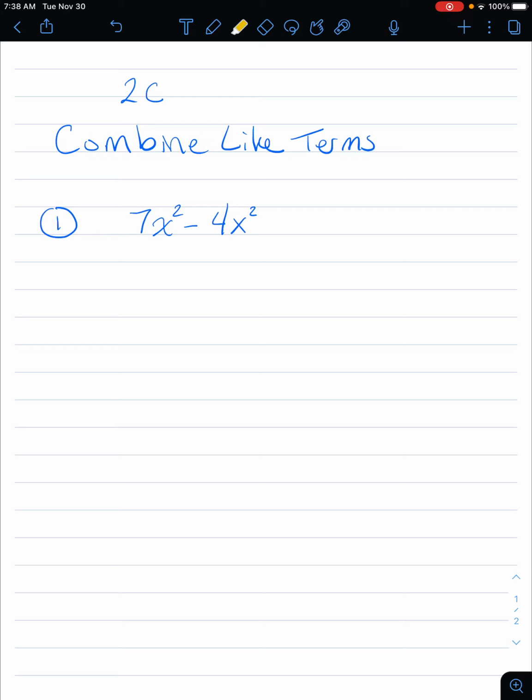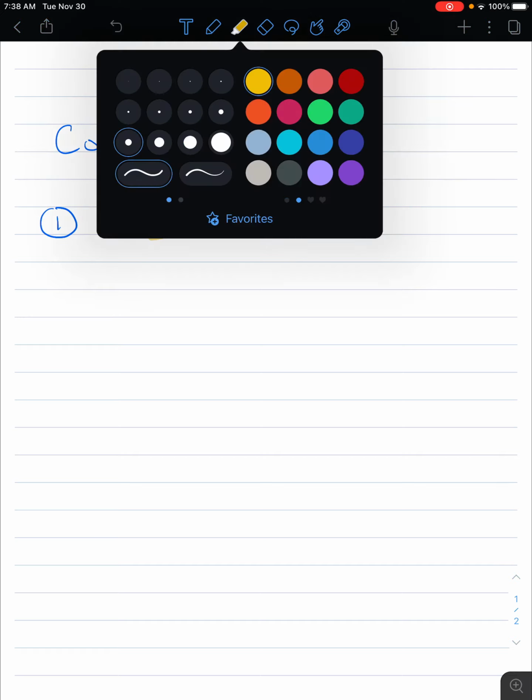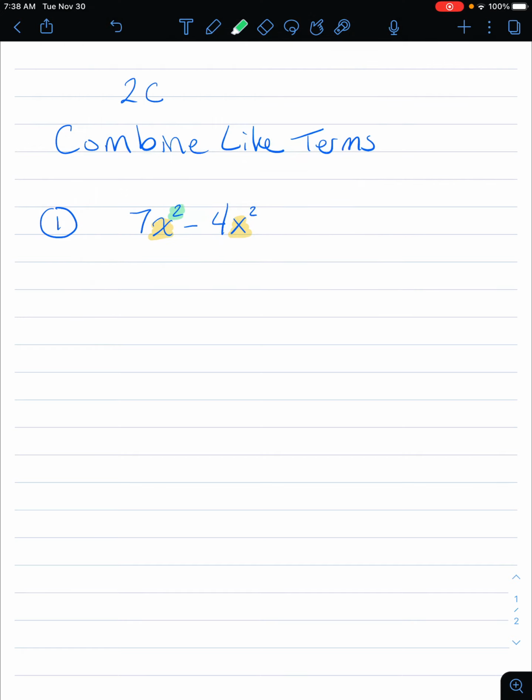Okay, so when we're looking at like terms, we want to look at the variable to make sure the variables are the same. And we also want to look at the exponents. So in this case, both of these would be considered like terms. 7x squared take away 4x squared. Something else I want to mention is that you always want to grab the sign to the left. So that's a negative 4x squared. So 7x squared take away 4x squared is the same as 3x squared.